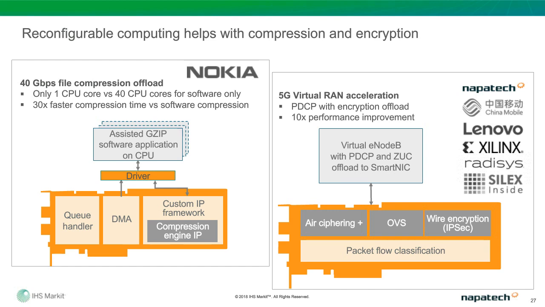Something similar is a demo that we've been doing this year with China Mobile, Lenovo, Xilinx, Radisys, and Xilinx Inside about 5G virtual RAN acceleration. And here we're looking at the virtual eNode B and accelerating the PDCP protocol, which as part of the protocol has encryption, IPsec encryption using ZUC, that has to be done. And using a software solution, it was possible to get 1 gigabit per second throughput. But by actually offloading these pieces like the IPsec and parts of the PDCP protocol onto the SmartNIC, we're able to achieve 10 times performance improvement. In other words, 10 gigabits per second going through the SmartNIC.